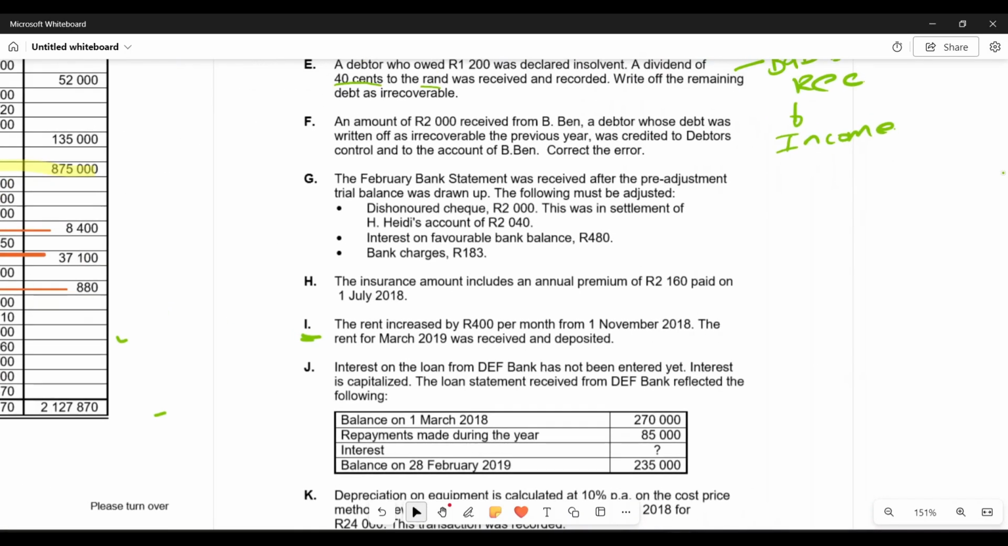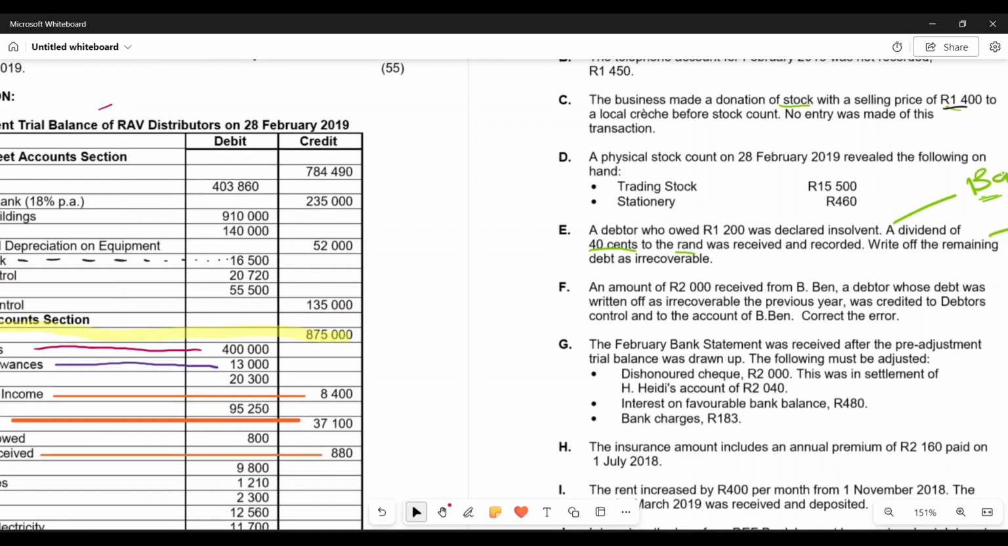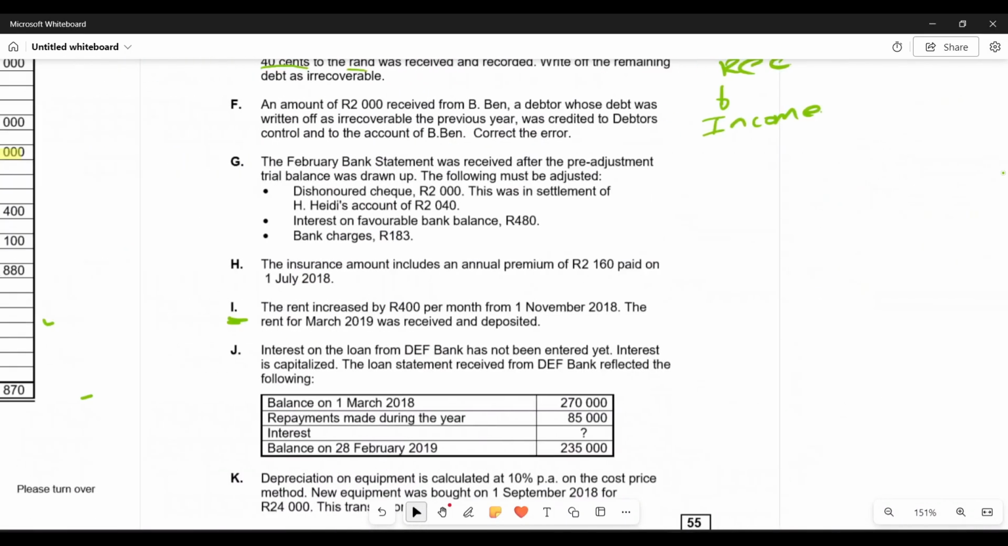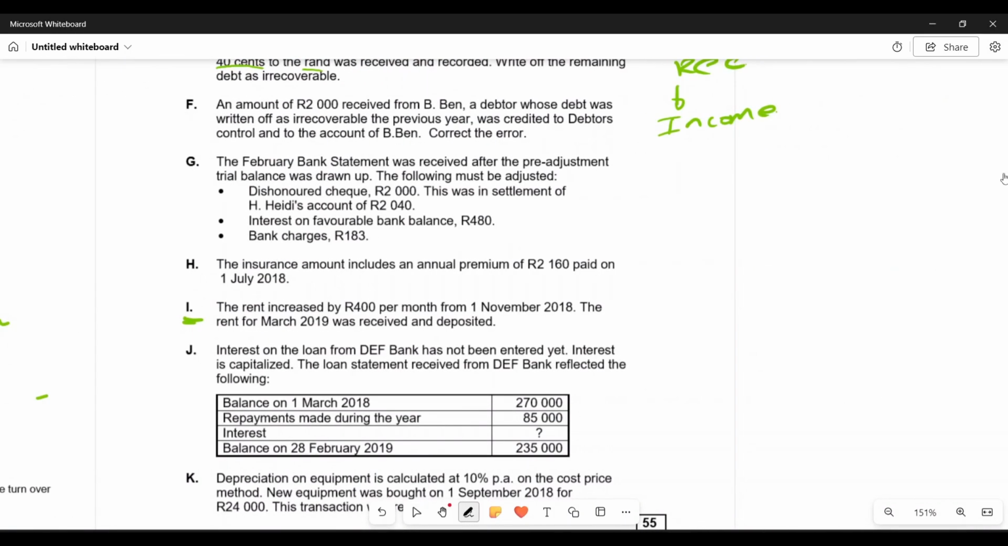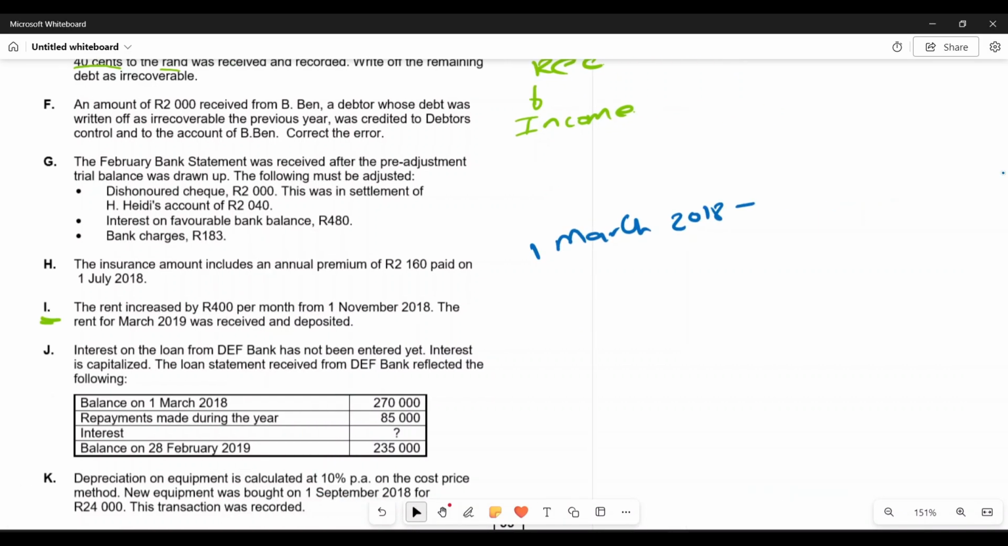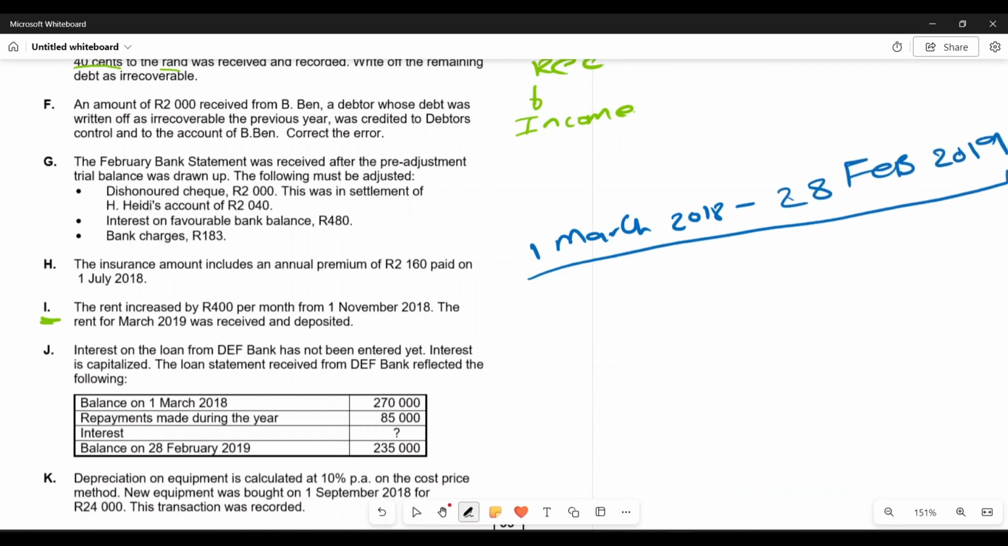Now remember, first, when I have a rent transaction, I need to identify my financial year. It ends on 28 February 2019, meaning that it starts on 1 March 2018 and is going to end on 28 February 2019. So this is a total of 12 months. This is the first thing I classify, my financial period.